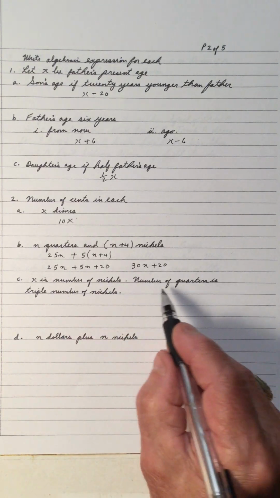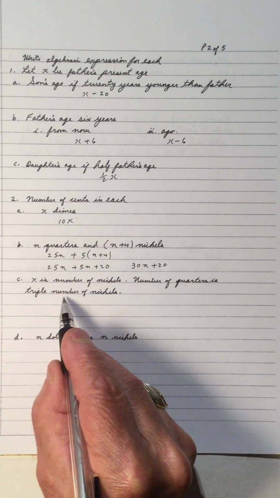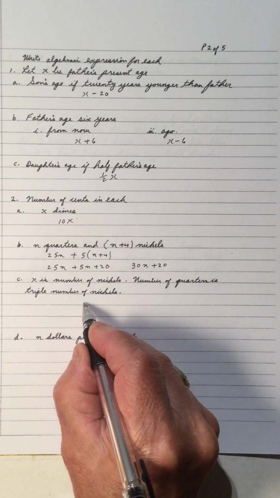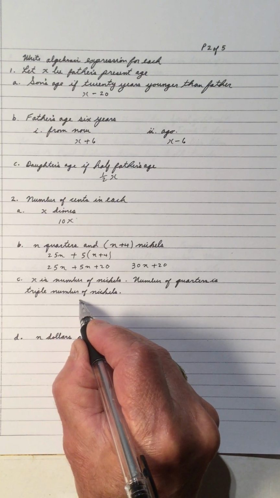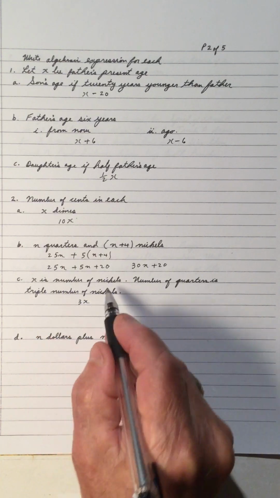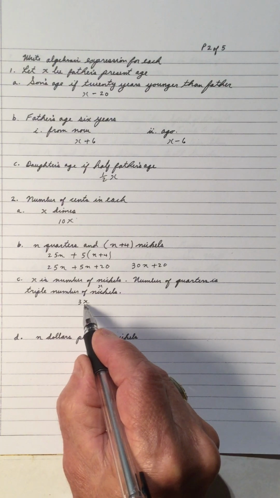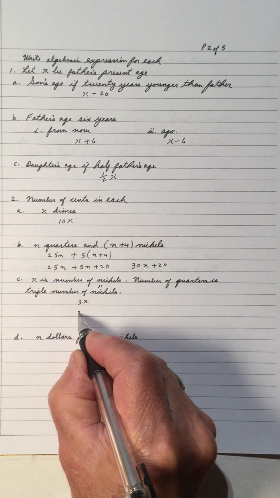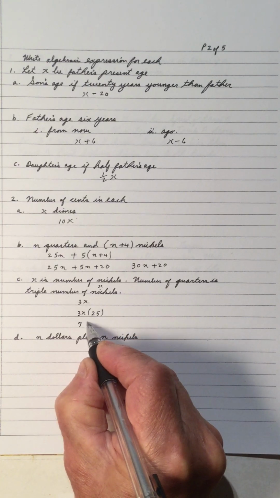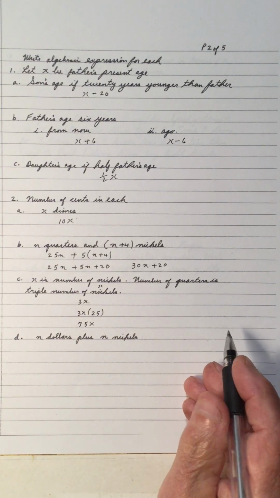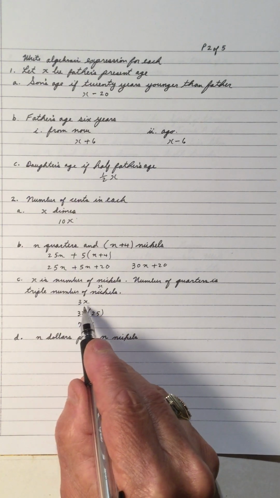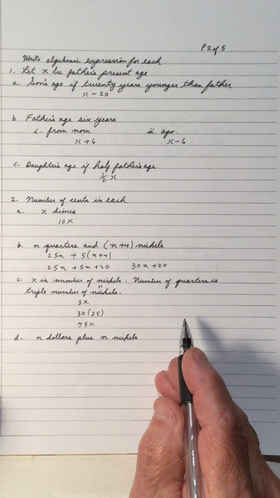x is the number of nickels, and the number of quarters is triple the number of nickels. So if nickels is x, triple the number of nickels, so that's 3x. That's the number of quarters, and each quarter got 25 cents. So we have 75x. Again, the number of quarters is triple the nickels, so that's 3x. And if that's quarters, you multiply by 25.